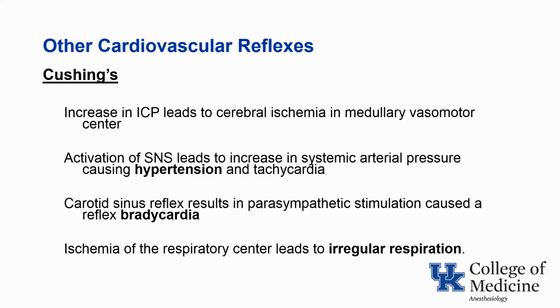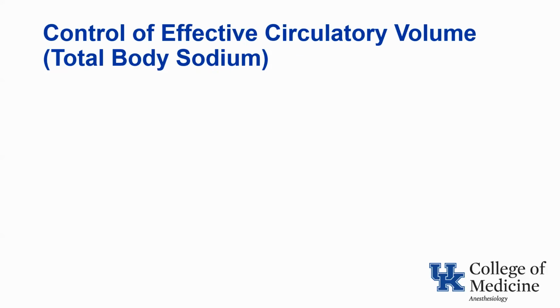The Cushing reflex reflects what happens with an increase in ICP, which leads to cerebral ischemia in the medullary vasomotor center. This leads to activation of the sympathetic nervous system with increasing arterial pressure, causing hypertension and tachycardia. The carotid sinus reflex results in parasympathetic stimulation, causing reflex bradycardia. And finally, ischemia of the respiratory center leads to irregular respiration. So hypertension, bradycardia, and irregular respiration are the consequence of the Cushing reflex.